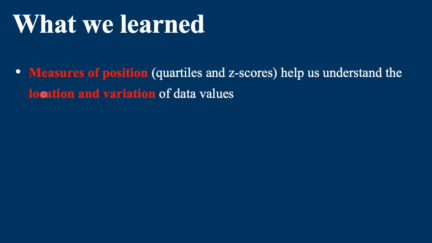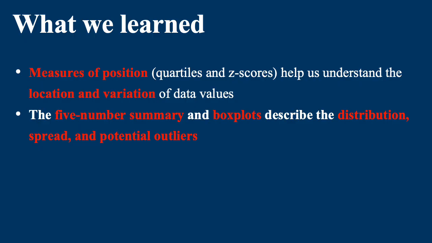Let's summarize the key ideas from today's lecture. First, we learned that measures of position help us understand where data values fall within a distribution and how much they vary. Then the 5 number summary and box plots allow us to clearly see center, spread, and possible outliers in a data set.